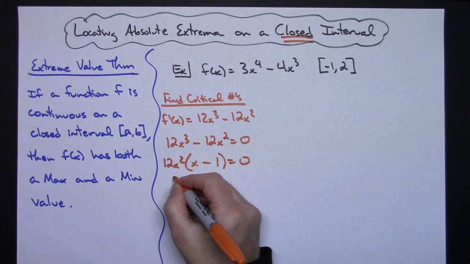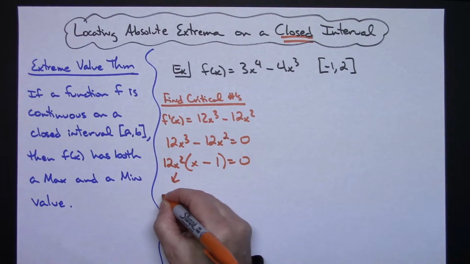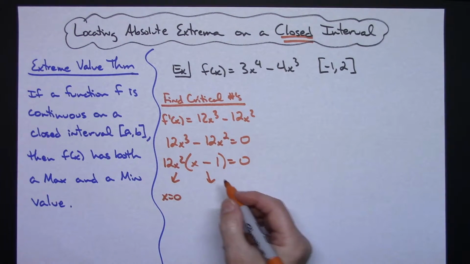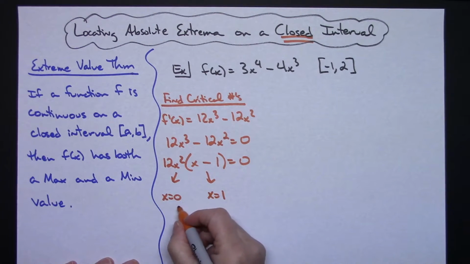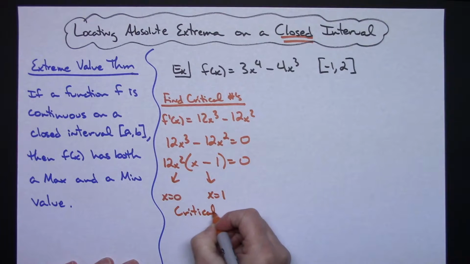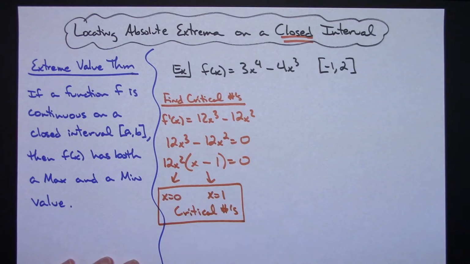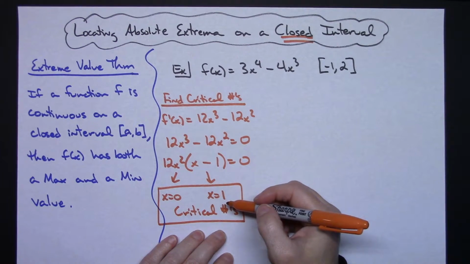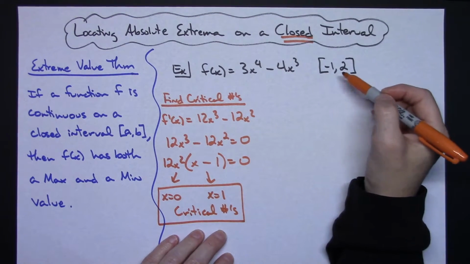Now we're going to set both of these equal to 0. When I set 12x squared equal to 0, that tells me x equals 0. When I set x minus 1 equal to 0, I get x equals 1. So x equals 0 and x equals 1 are my critical numbers for this function. That's an important thing. Now I'm going to try to locate that absolute extrema. The only places that the absolute extrema can occur on a closed interval would be at these two critical numbers or at the two endpoints.